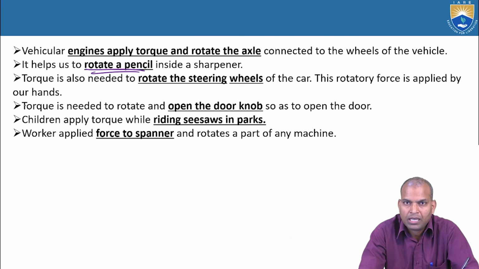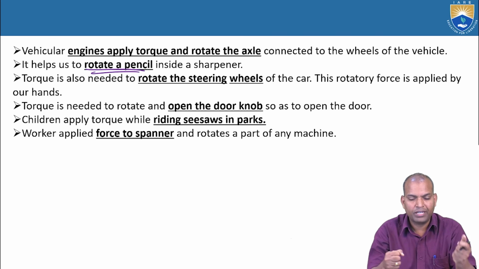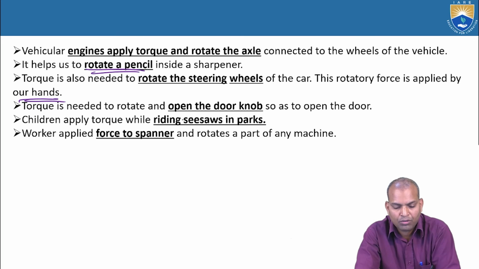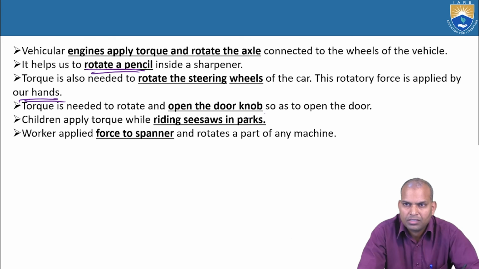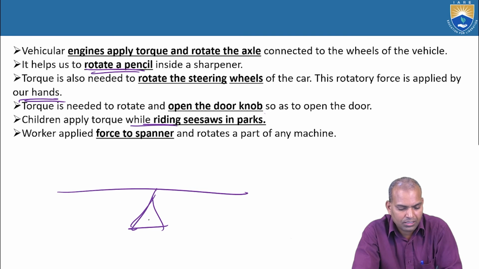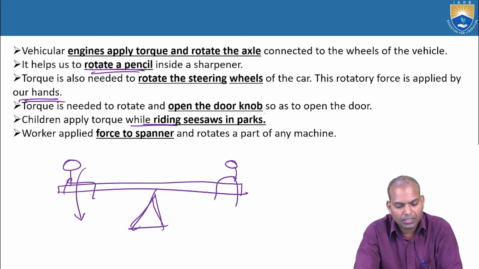This rotary force is caused by which force? By our hands. Torque is very important and is needed to rotate and open a door knob to open the door. Children also apply torque while riding seesaws in parks. Have you seen seesaws? This is the seesaw, with children on either side, causing it to rotate.